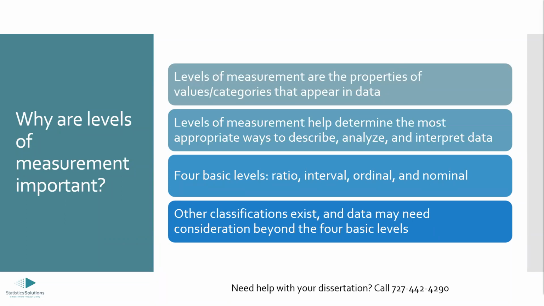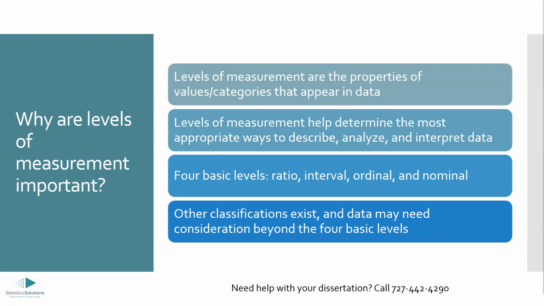So what levels of measurement do is they help us determine the most appropriate ways to describe, analyze, and interpret data. If we know exactly what those values in the data represent and how we can interpret those values, we can determine the most appropriate way to analyze those values. And there are four basic levels of measurement that are used typically in the realm of the social sciences and at the level of dissertation research. Those are ratio, interval, ordinal, and nominal.